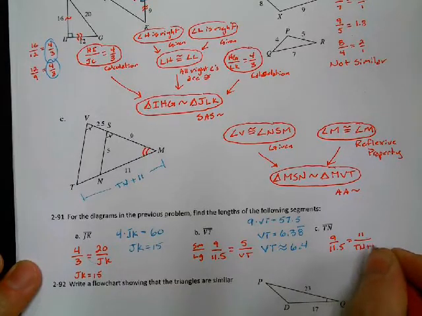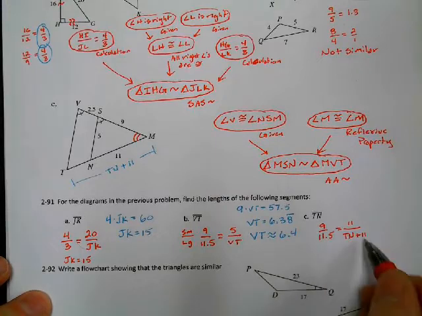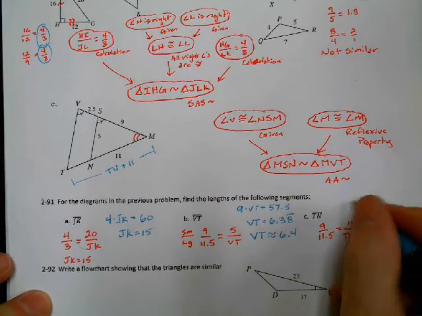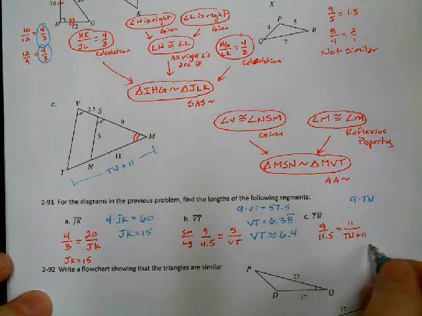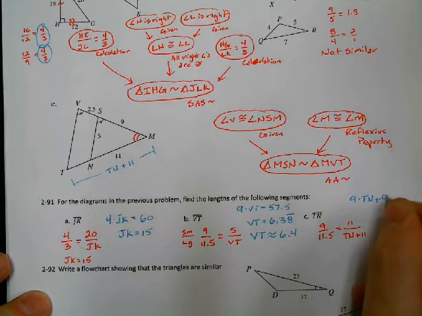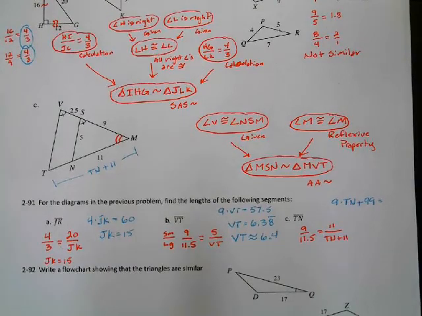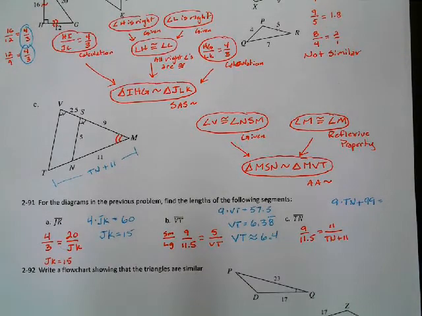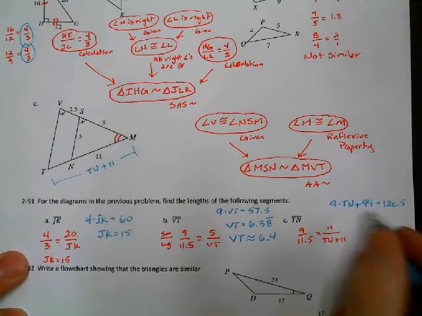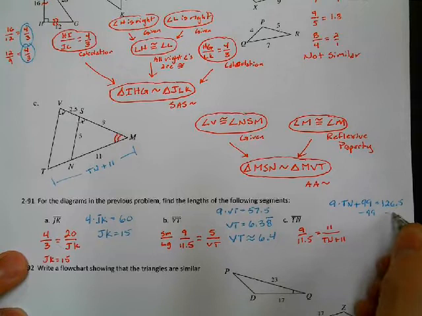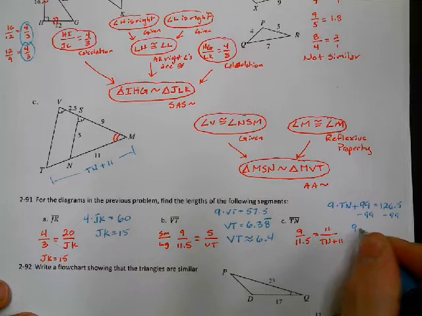So when we do this one and we distribute, we have to do 9 times Tn plus 11. So that would be 9 times Tn plus 99. So we're distributing there. And then 11 times 11.5 is 126.5? I think it's 126.5. We would subtract 99 from both sides, and we get 27.5. So 9 times Tn equals 27.5.